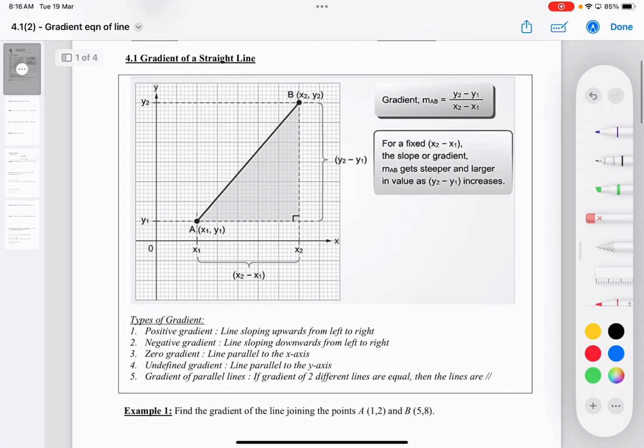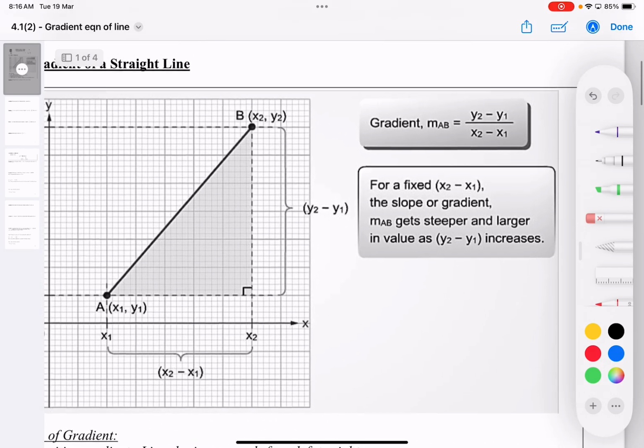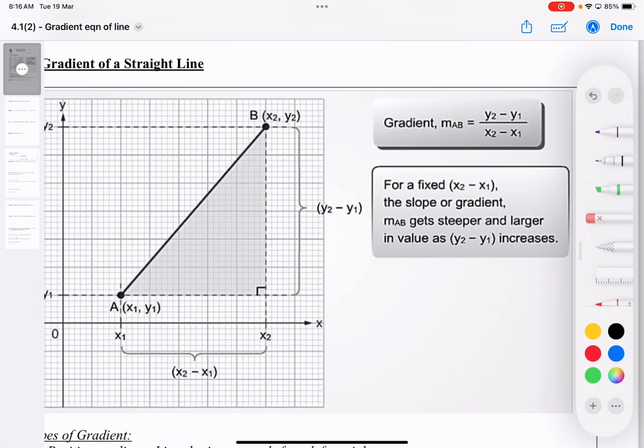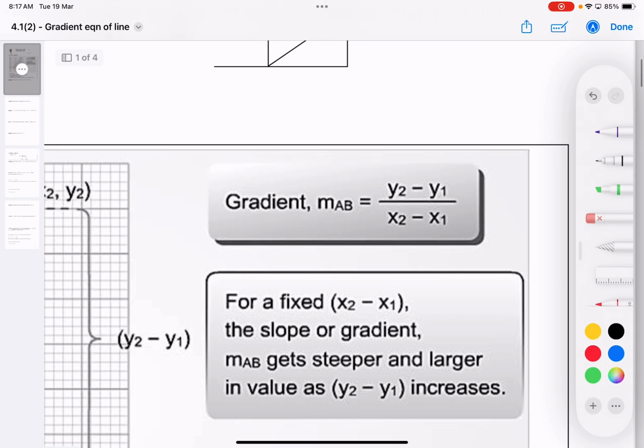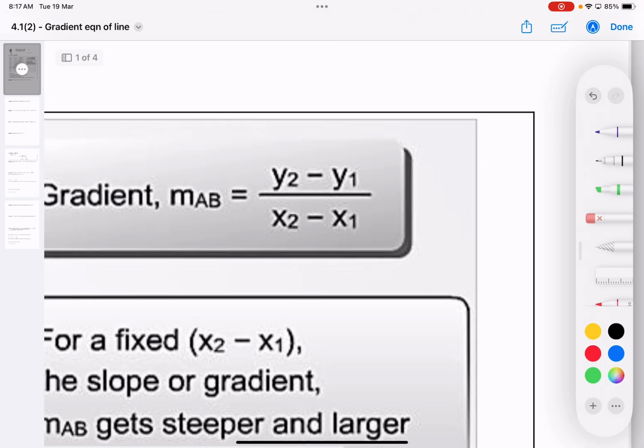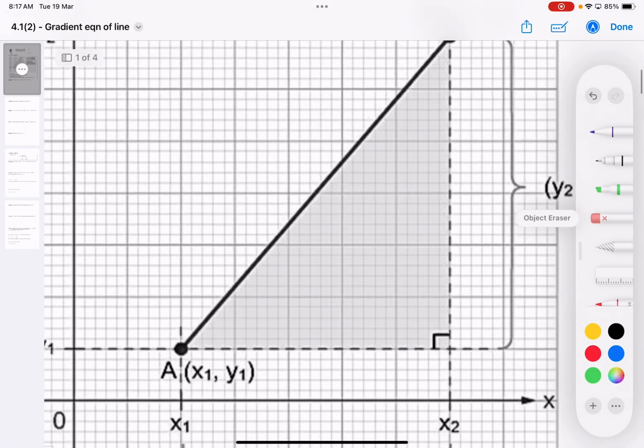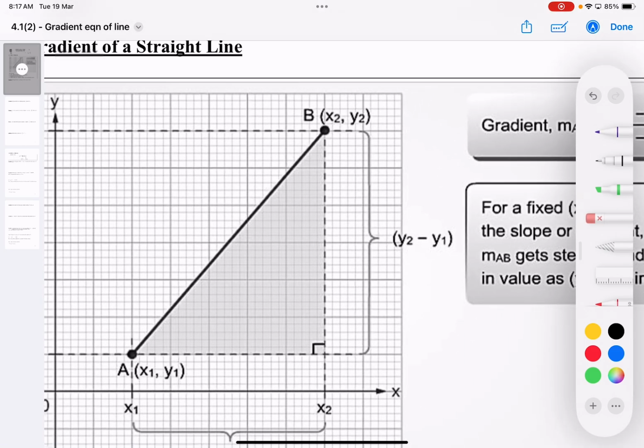So when you look at this, there is now one formula that I need you to change your mind about. Gradient is no longer the rise over the run. It is actually y2 minus y1 over x2 minus x1. What is this? Maybe we look at this graphically so that we can actually understand.